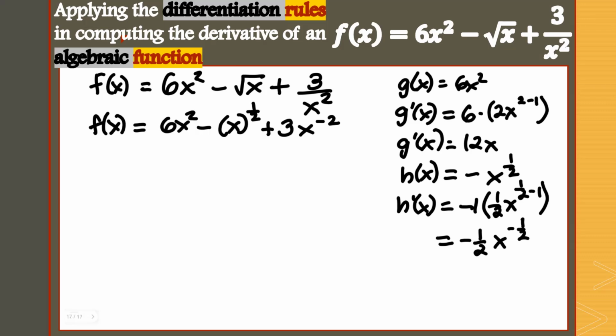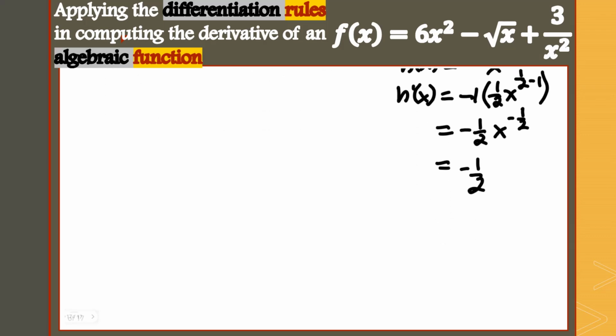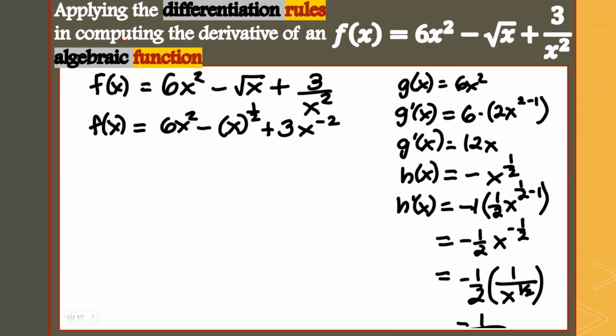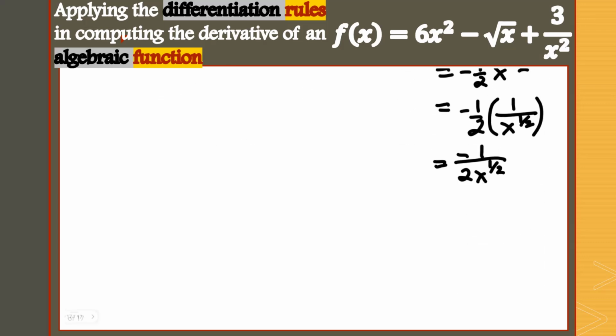But of course, negative exponent, we don't want that. You will have -1/2 times 1 over x to the power of 1/2, because we want positive exponents. So you have -1 over 2 x to the power of 1/2, where again 1/2 signifies root, specifically square root. Hence h prime of x is equal to -1 over 2 square root of x.